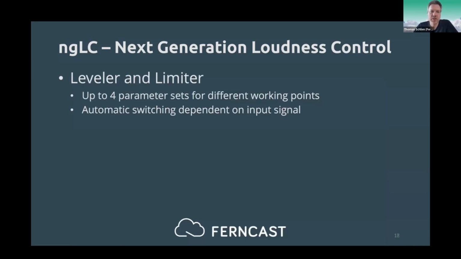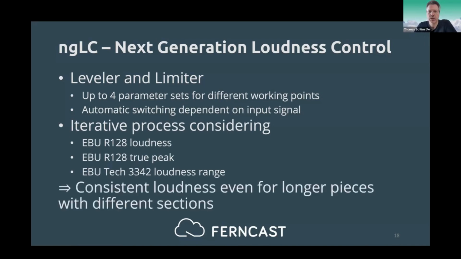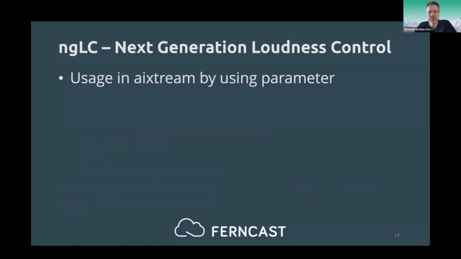So for the leveler and limiter, there are 4 different sets, as I showed before. You can do automatic switching dependent on the input signal. It's also used in Xtreme, so you just have to put the parameter set in there. It's an iterative process considering the EBU R128 loudness, the true peak, and the EBU Tech 3342 loudness range. The idea is that you get a consistent loudness even for longer pieces with different sections. That's a very nice thing, and it's very good at that.